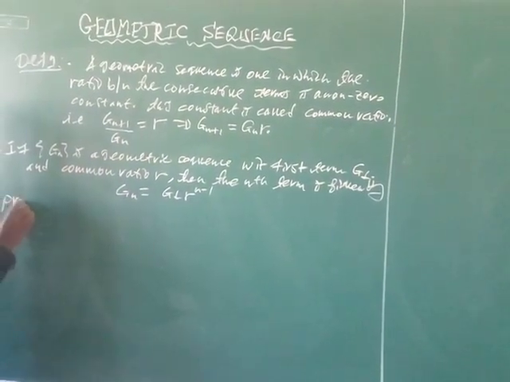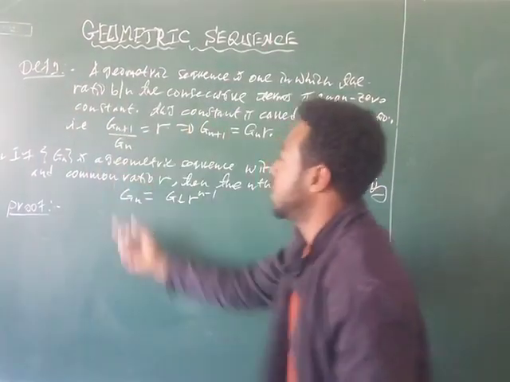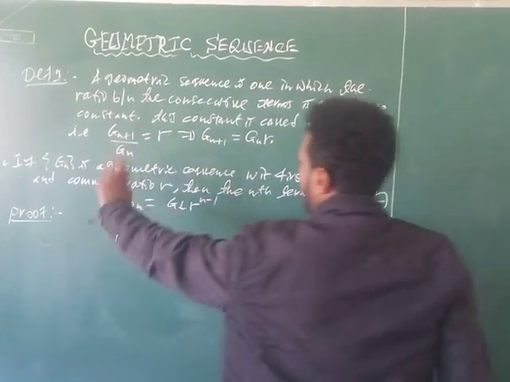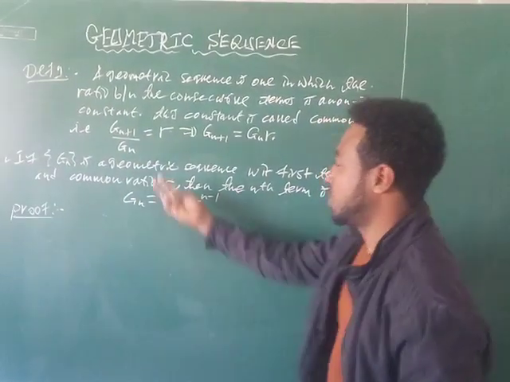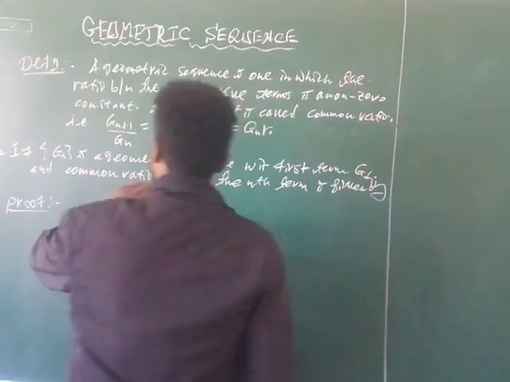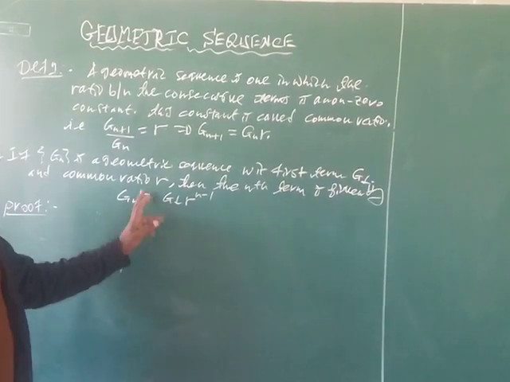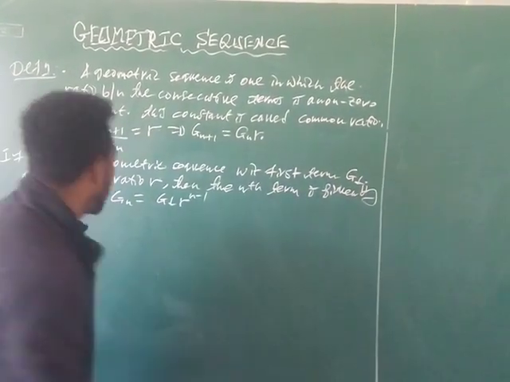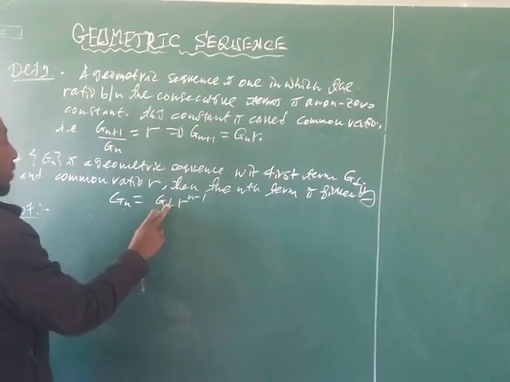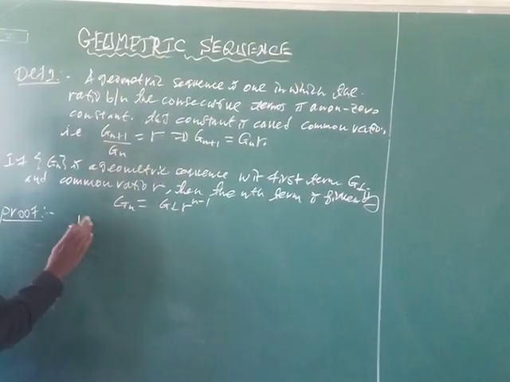Now let us prove this one. In a geometric sequence, g(n+1) over g(n) is equal to r. So based on the definition, the ratio between the consecutive two terms is our common ratio r. So if g(n) is a geometric sequence with first term g1 and common ratio r, then the nth term is given by g(n) is equal to g1, the first term, times r raised to n minus 1. Now let us prove.